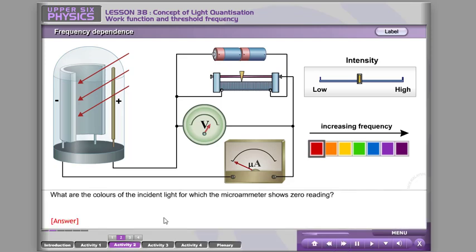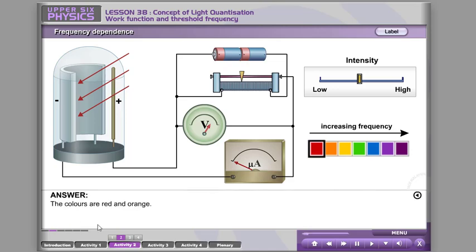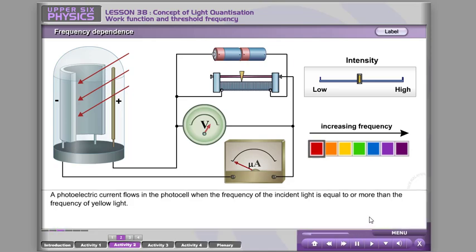What are the colors of the incident light for which the microammeter shows zero reading? Answer: the colors are red and orange. A photoelectric current flows in the photocell when the frequency of the incident light is equal to or more than the frequency of yellow light.